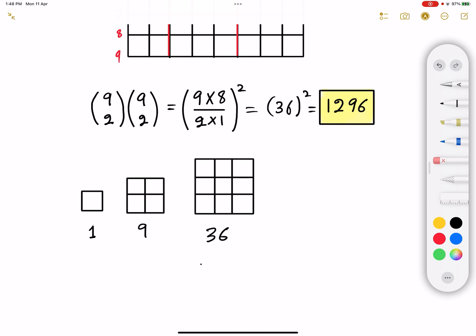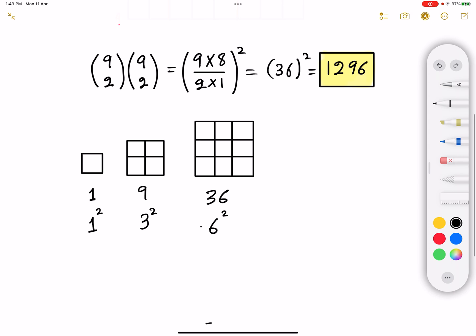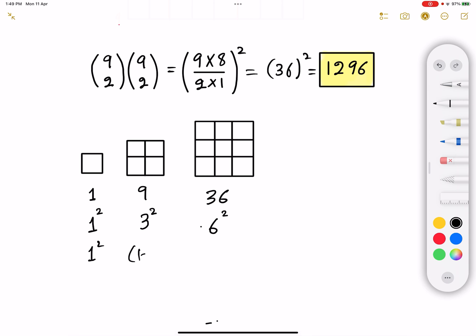Okay, now without going any further, we can notice that there's a pattern here. So the 1 can be represented as 1 squared. Yes, this one can be represented as 3 squared, and this can be represented as 6 squared. So the 3, how did we get the 3? It's basically, this is 1 squared, this is 1 plus 2 squared, this is 1 plus 2 plus 3 squared, and so on and so forth.